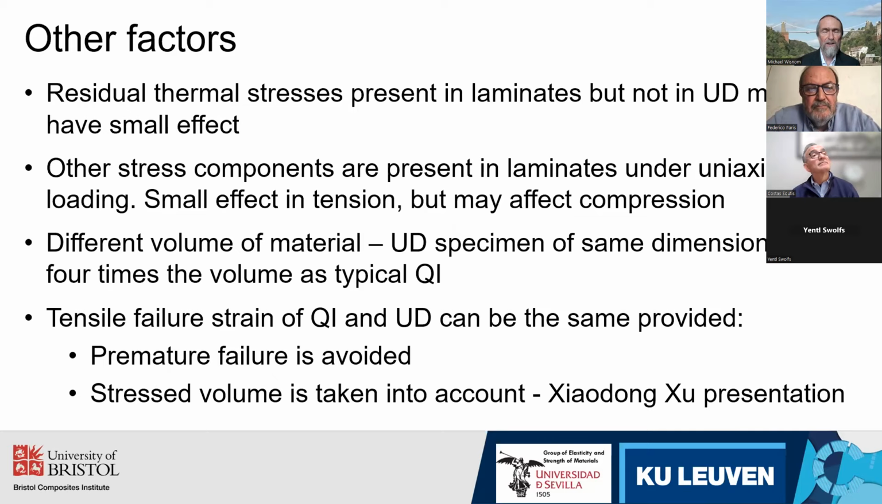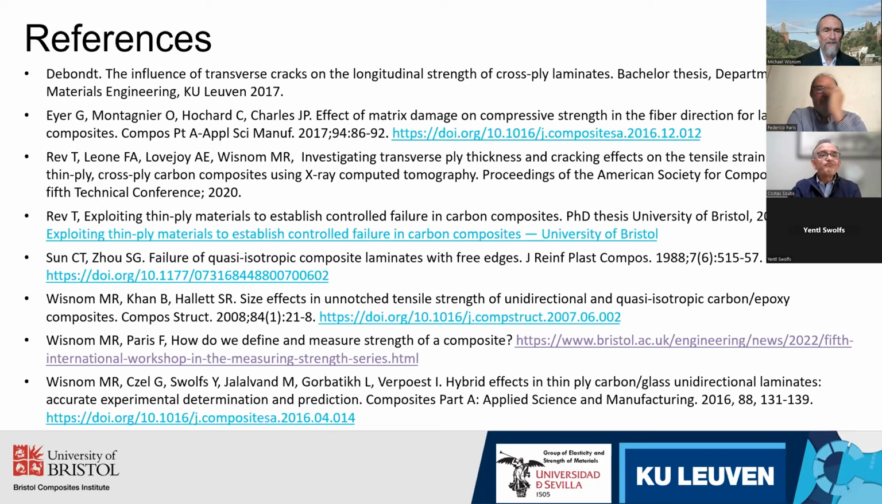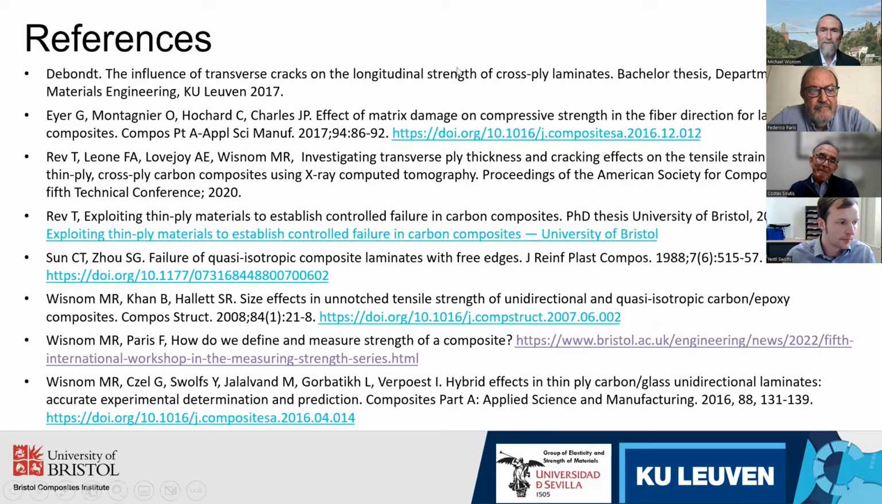There's also the effect of the different volume of material, and Xiaodong is going to talk about that a bit later. For example, in a straight UD specimen of the same dimensions as a typical quasi-isotropic one, you've got four times the volume of material. Since we know that the strength depends on that to some extent, that may affect the difference between the UD and the quasi-isotropic. However, for the tensile failure, if we avoid premature failure and take account of the stressed volume, then we can get a direct relation between the UD and the quasi-isotropic strength. Xiaodong will cover that. The references are in the PowerPoint, which will be available after the session. And now I'm going to hand back to Yentl for the next presentation.